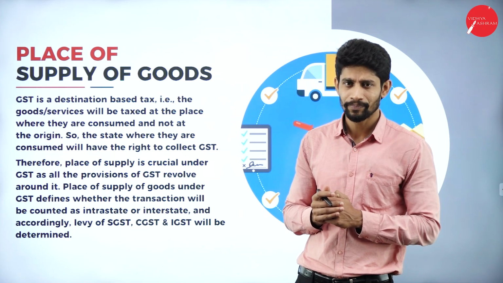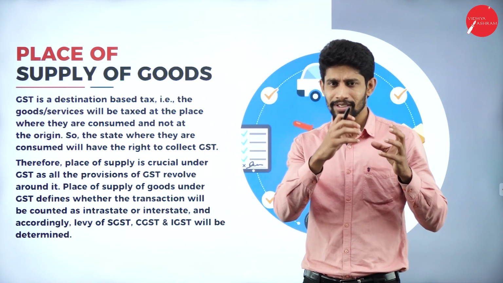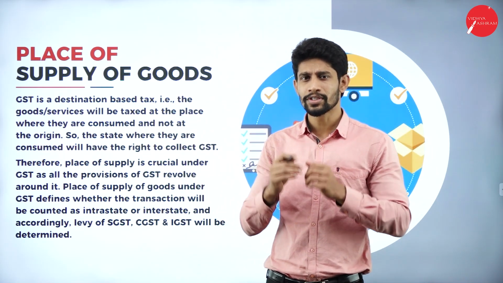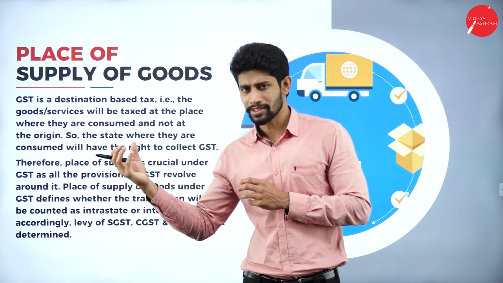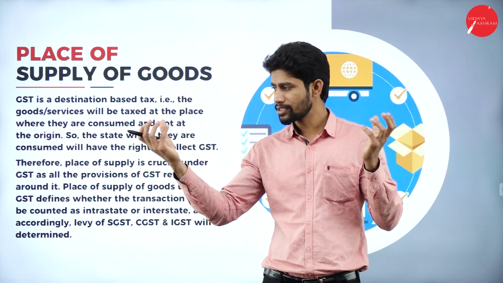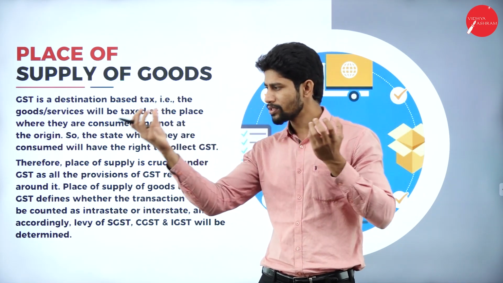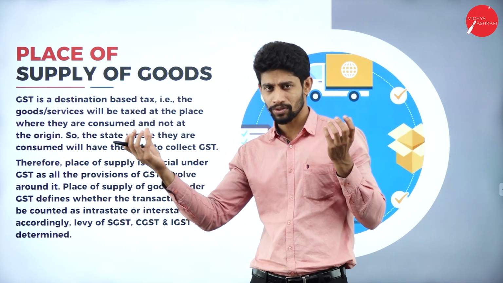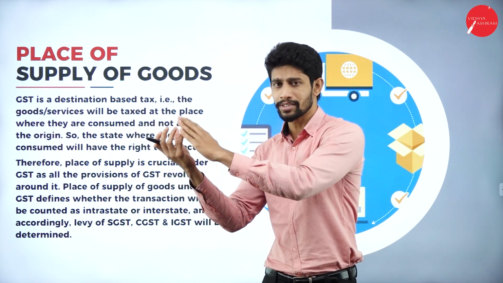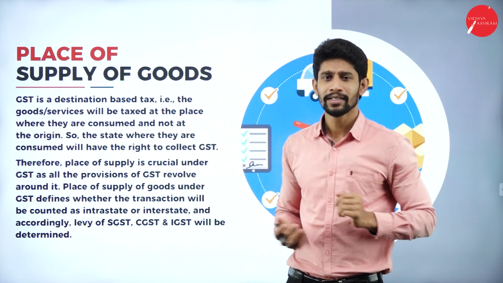For example, Mr. A and Mr. B. Mr. A sends goods to Mr. B. Now who is receiving the goods? Mr. B is receiving the goods, right? Mr. A is selling the goods, Mr. B is receiving the goods. So now who is responsible to pay the GST? Mr. B is responsible to pay the GST, right?